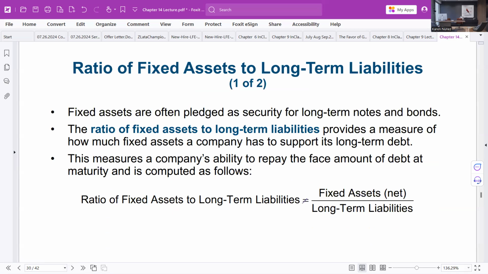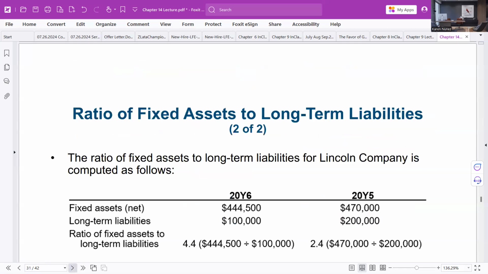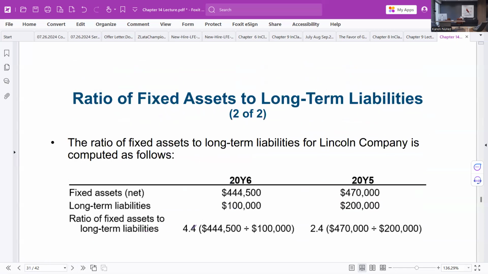And that's important because creditors want to know how much debt you have and how your investment in assets compares to your outstanding debt. So for this company, that ratio is 4.4. For every dollar they have in long-term debt, they have $4.4 in fixed assets. And obviously more is better. The more assets you have relative to your debt is always better.